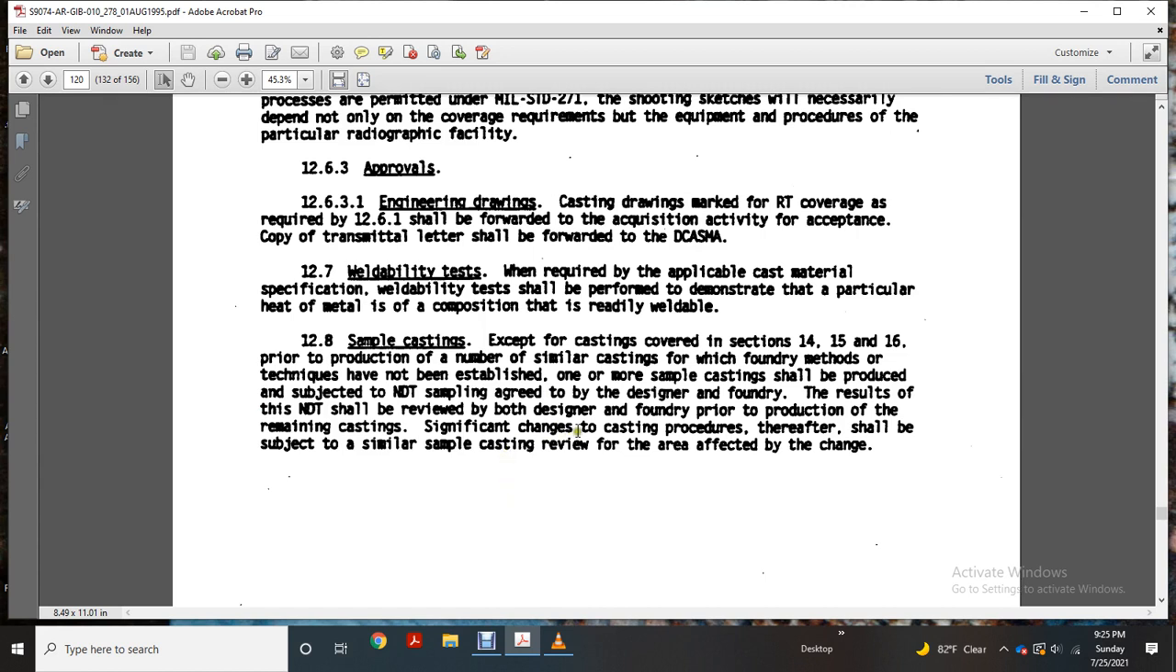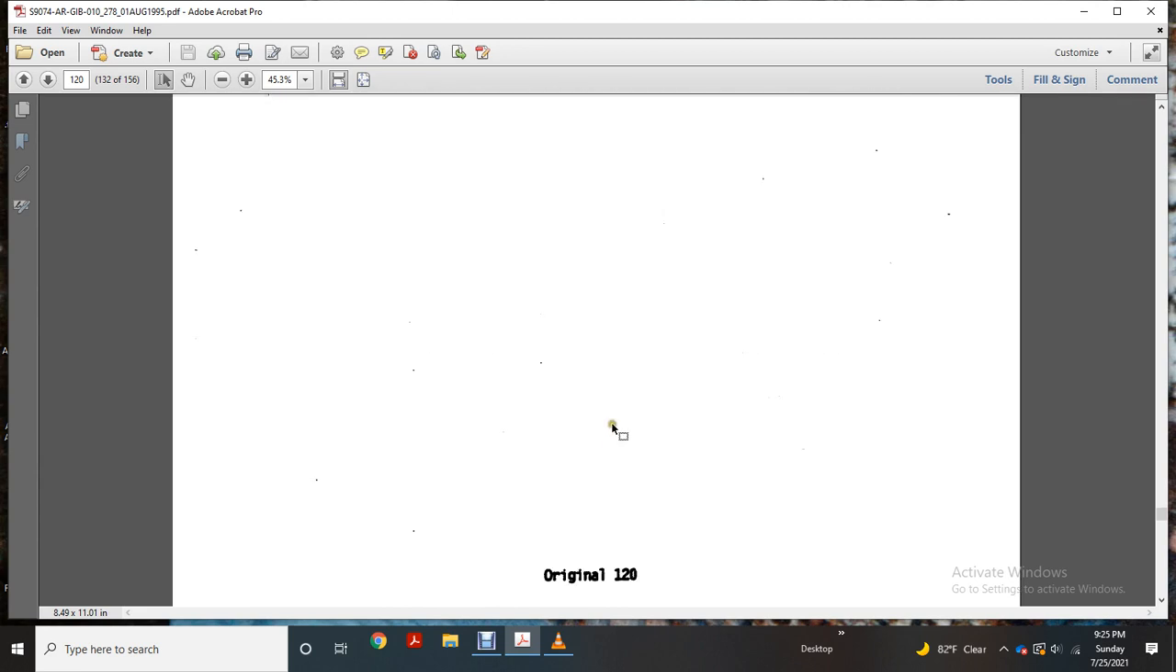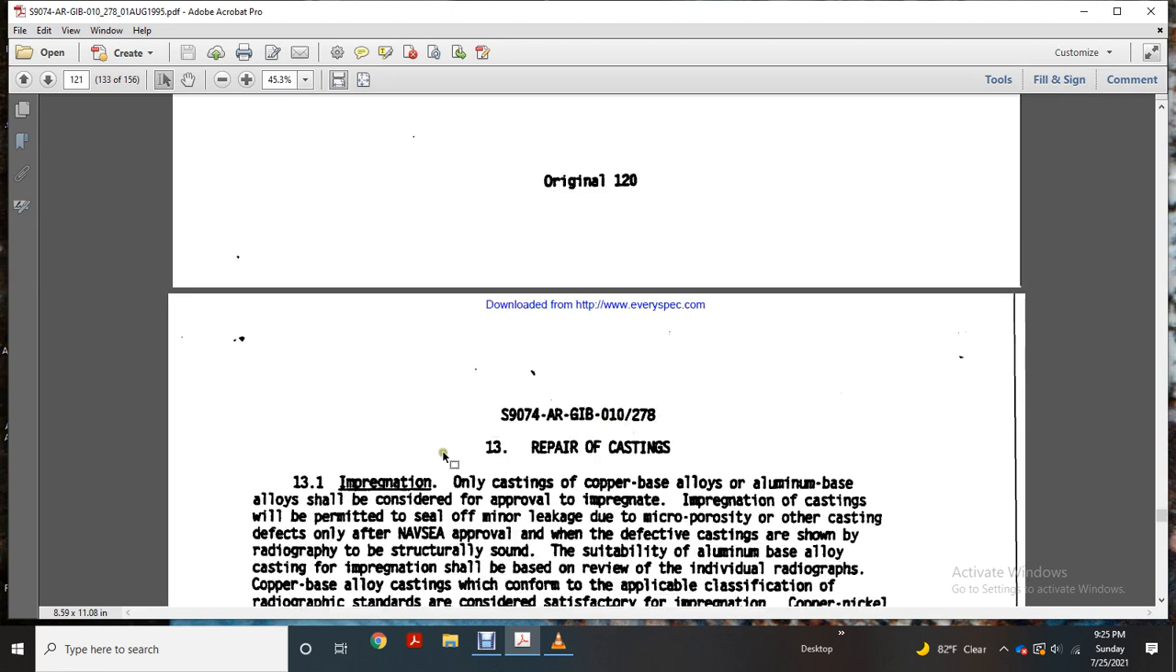Remaining casting: any significant change of the casting procedure shall be subject to similar casting review of the areas affected by the change. Chapter 13, Repair Casting.